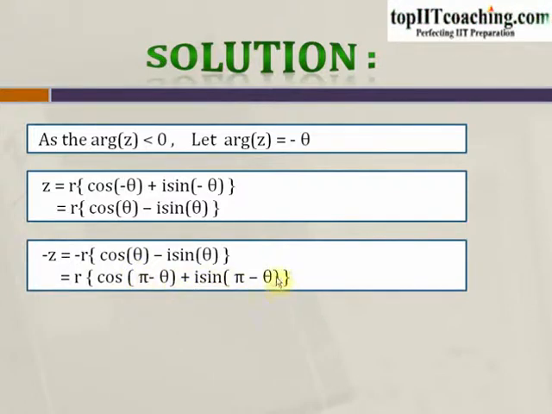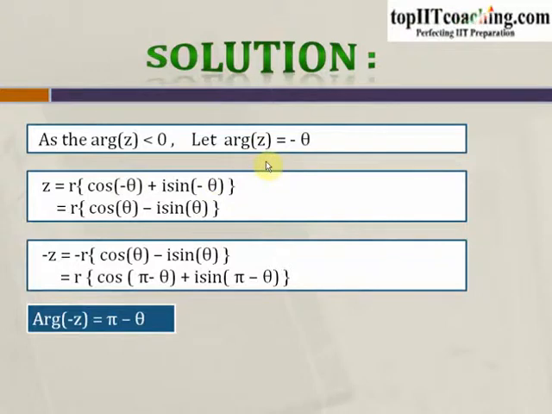We know that sin of pi minus theta is equal to sin theta, and cos of pi minus theta is equal to minus cos theta. This would be minus cos theta and this would be plus sin theta. Thus we have written minus z equal to r times cos of pi minus theta plus iota times sin of pi minus theta. Now what do we see? We see that the argument of minus z would be equal to pi minus theta.